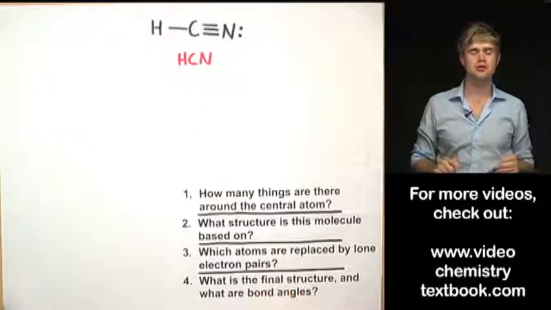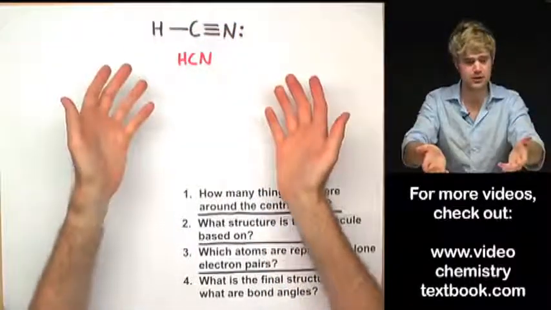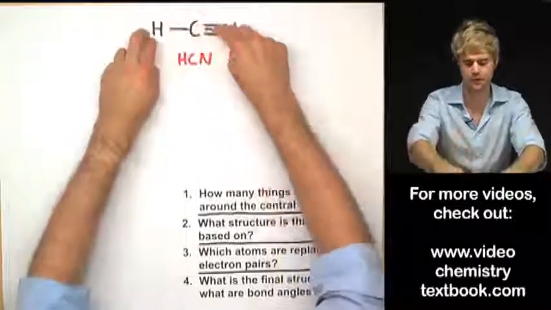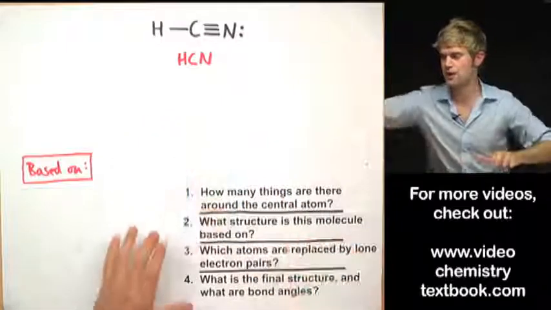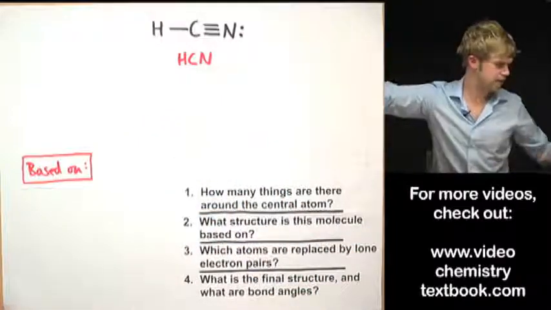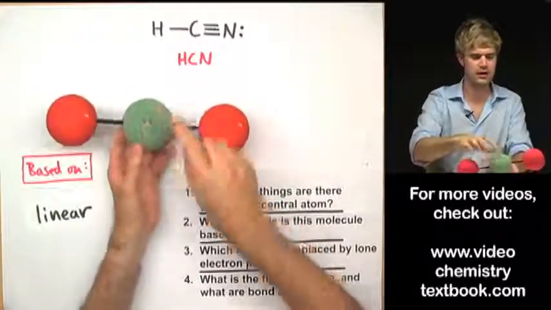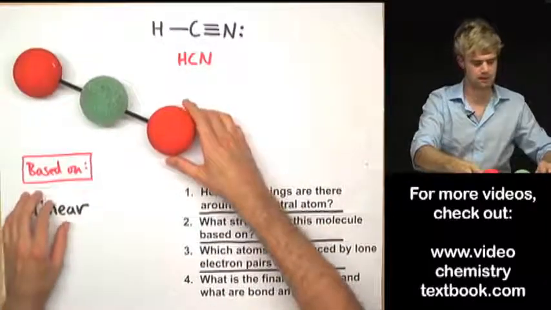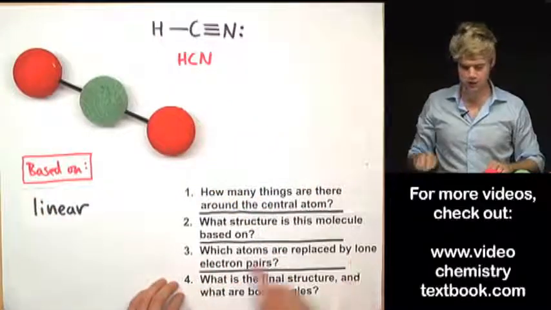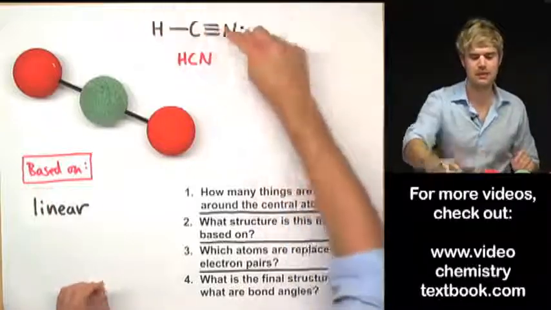HCN. How many things around the central atom? Got 1 bond here, 1 triple bond here. Doesn't matter that it's a triple bond, it's just 2 bonds. A bond here, a bond here. So if we have 2 things around a central atom, the structure is based on this linear thing that we've got here. Here's a central atom, atom on the side, atom on the side. Which atoms are replaced by lone electron pairs? None, because we got an atom here and an atom here.